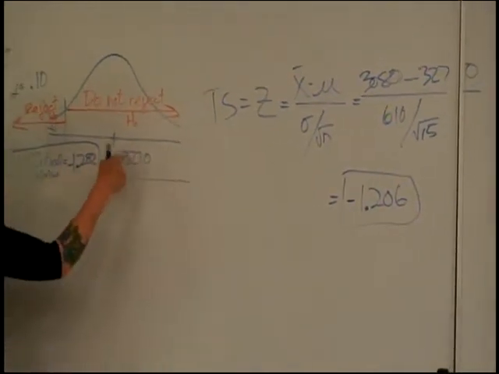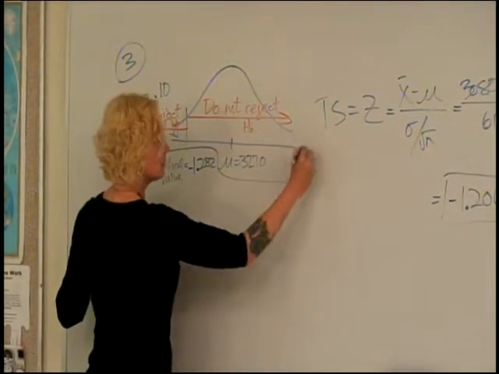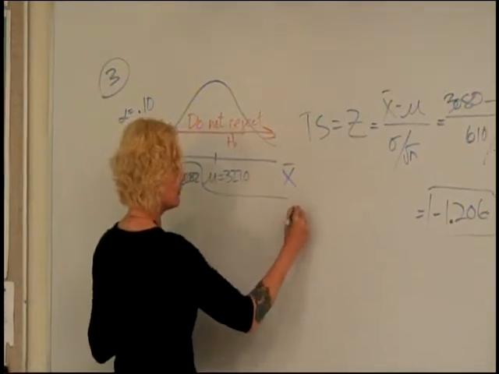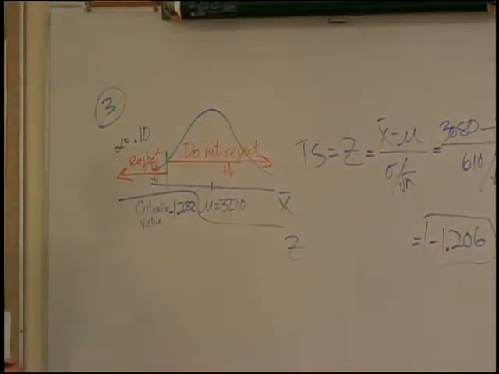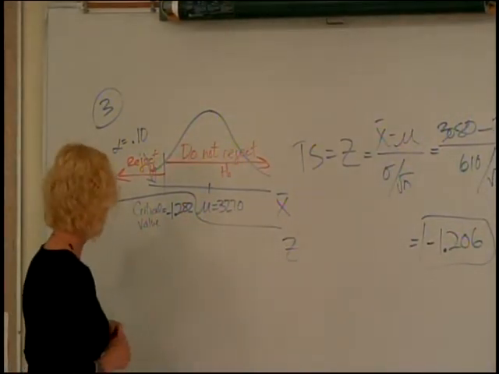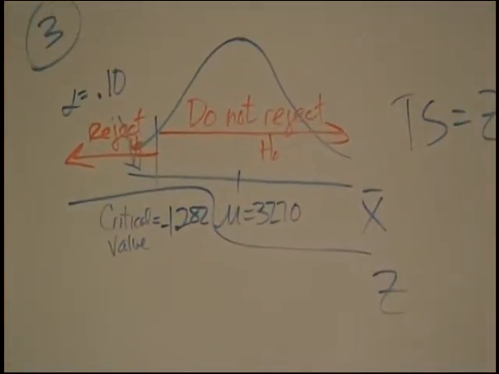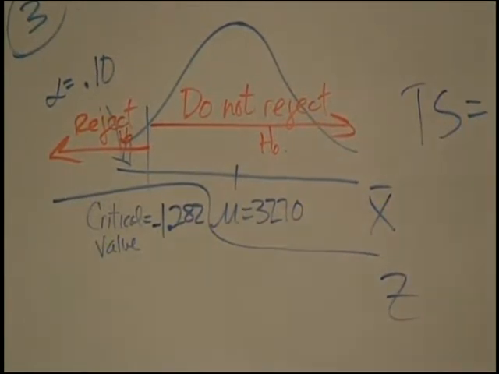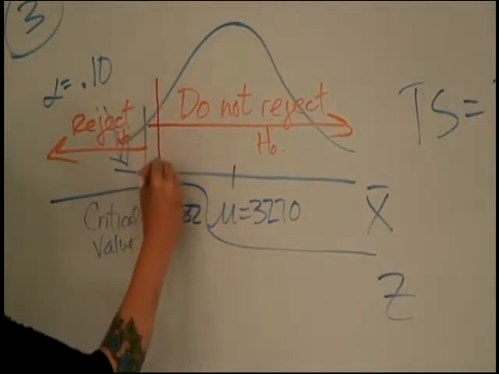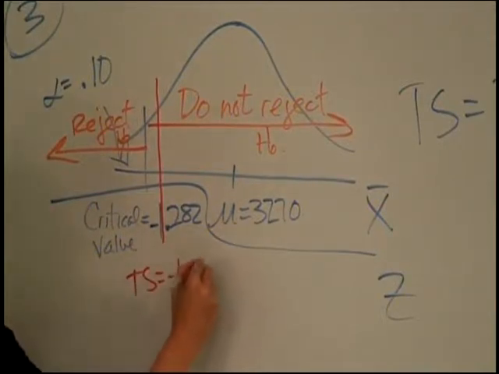So your hypothesized mean is the original distribution, the critical value and the test statistic are all in terms of z. 1.206. Ooh, pretty close, huh? But what do you think? Is it in the rejection or in the non-rejection region? It's in the non, isn't it? Okay, so, but it's close. So there's our test statistic of negative 1.206.